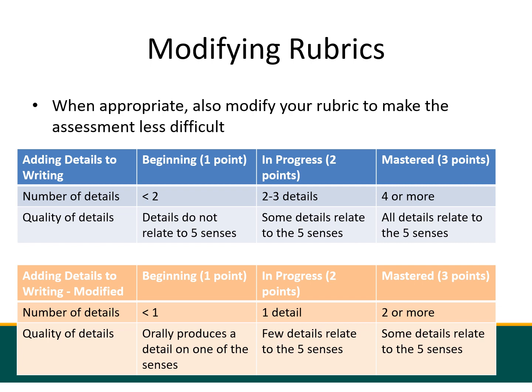So here's a way to modify the rubrics. In this one, the original rubric had 4 or more details with all of the details relating to the 5 senses. This is a modification in which the number of details is only 2 or more, and some of the details, not all of them, relate to the 5 senses. So you can see how we've modified that rubric.